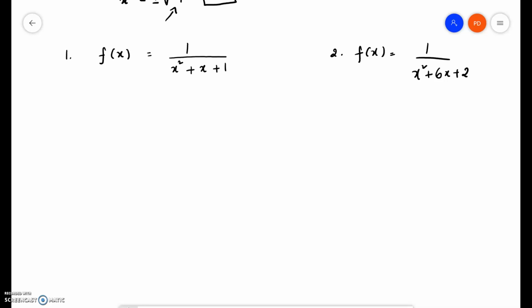So the function f of x is 1 over x squared plus x plus 1. And the question is, find the domain of this function. So what's the domain? So basically, what are the values of x that I can plug into this equation and get a real number as the answer, or get a number that's defined?